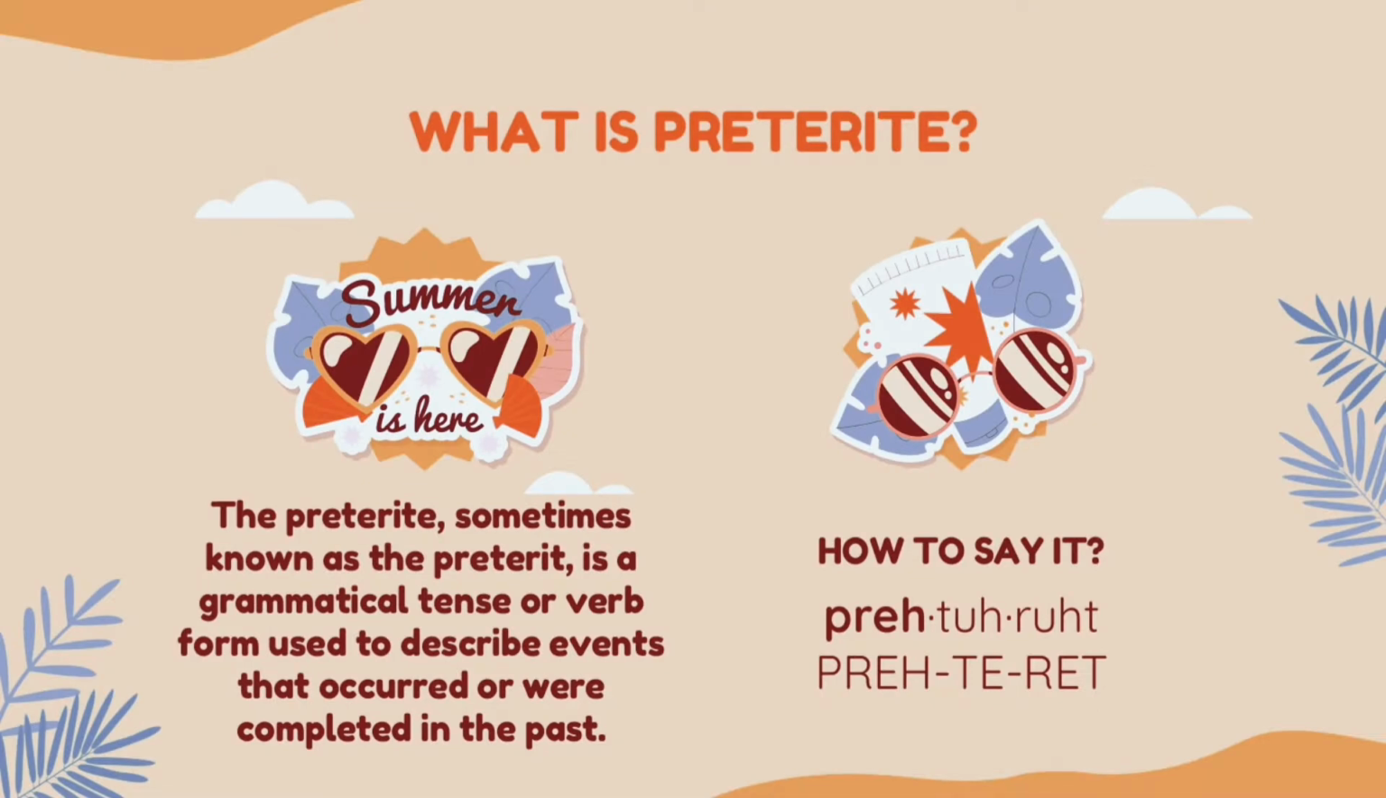Fun fact: what is a preterite? The preterite is a grammatical tense or verb form used to describe events that occurred or were completed in the past. How to say it? Preterite.